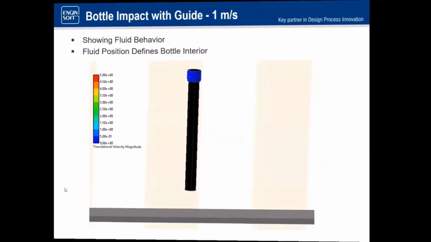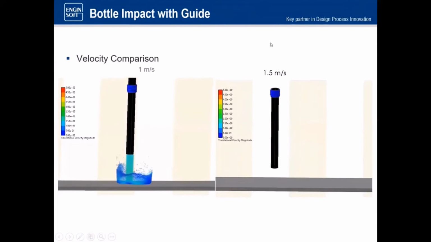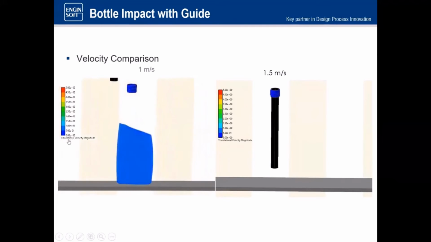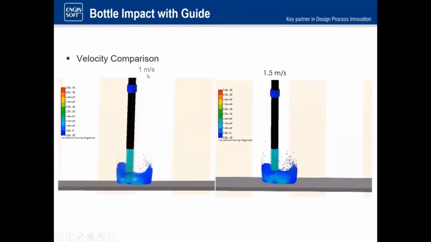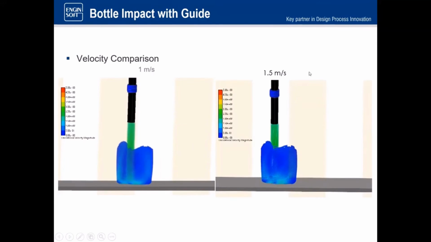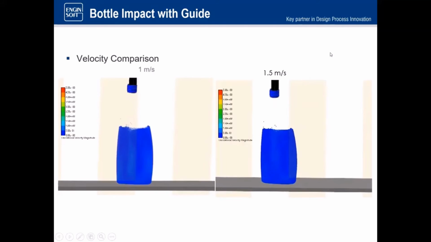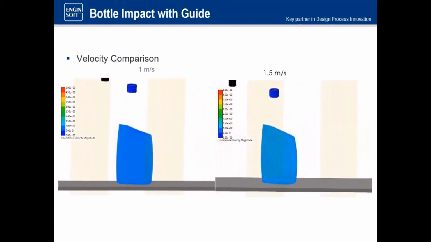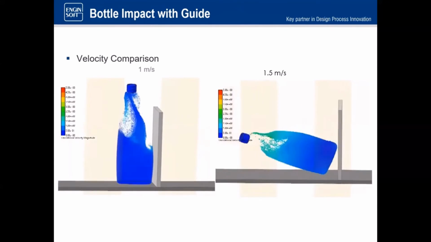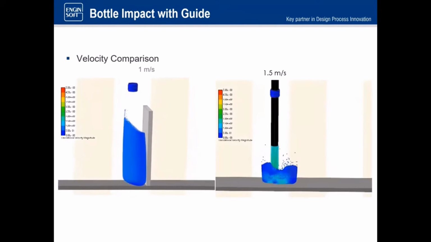Okay, so now we're going to compare things to say, what kind of stresses are we going to see in the bottle? Well, in this case, we're still looking at the fluid and the velocities. But what's that like at 1 meter per second when we hit the wall versus 1.5 meters per second? The one on the right is going to have the faster velocity, so we would assume more energy when we hit the wall. And in fact, that's enough energy for it to rebound and tip over.